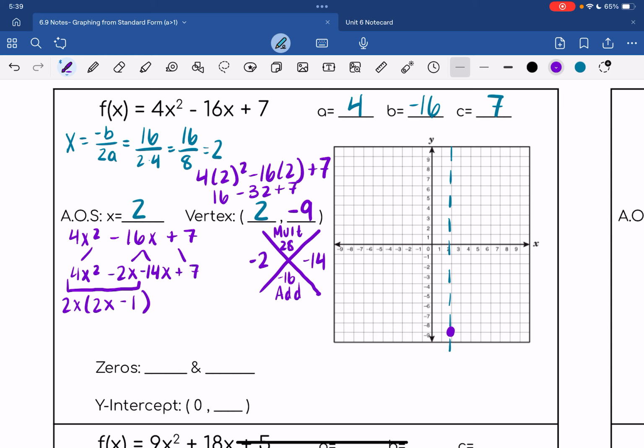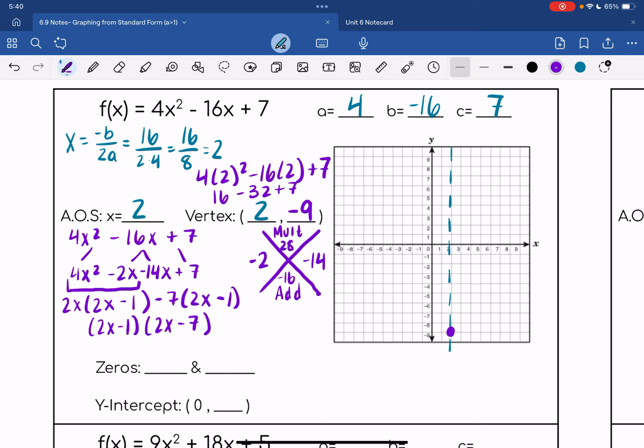Negative 14x plus 7, I can divide those both by 7, but because that 14, my third term, is negative, I'm going to divide out a negative 7. So negative 14 divided by negative 7 is positive 2. Still have my x. 7 divided by negative 7 is negative 1. So now I've got 2x minus 1 and 2x minus 7.